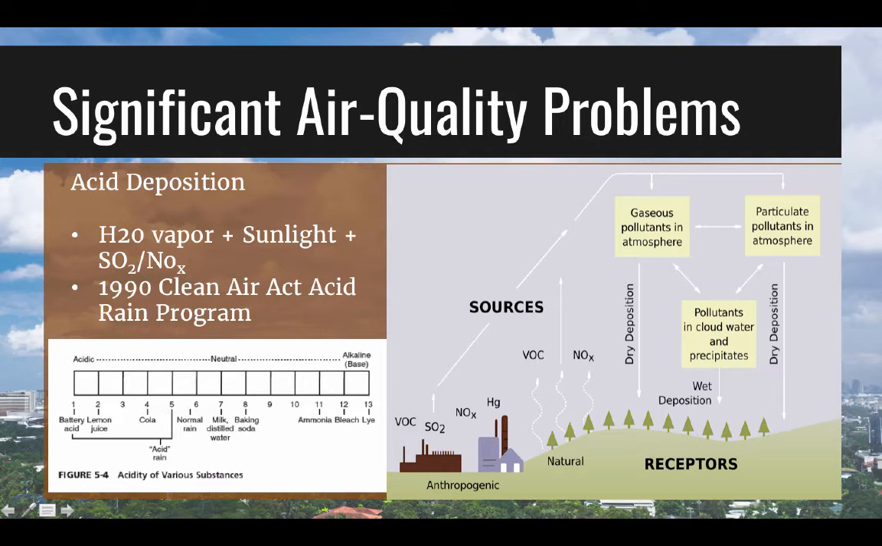Acid rain usually has a pH below 5, and it affects the eastern U.S. in particular due to higher levels of industrial combustion. The amount of deposition and sensitivity of the recipient land determine the amount of damage caused.